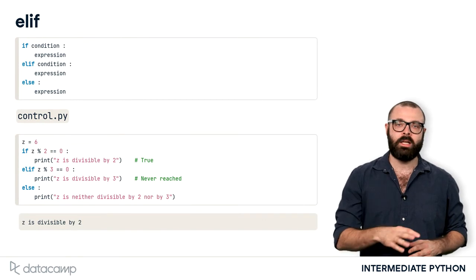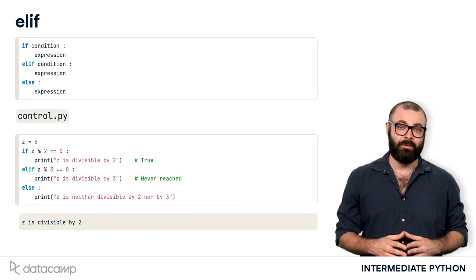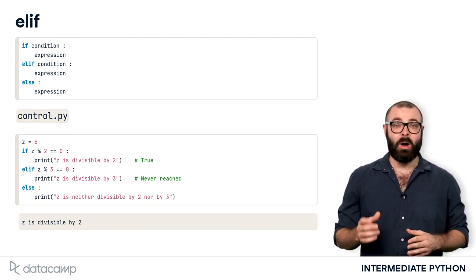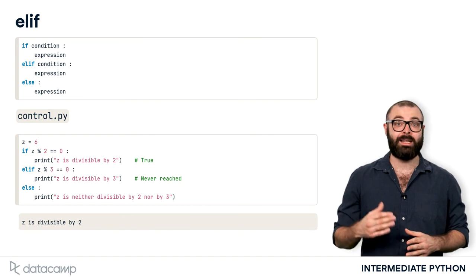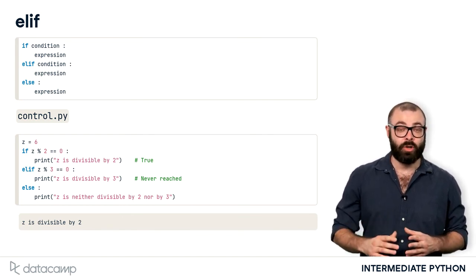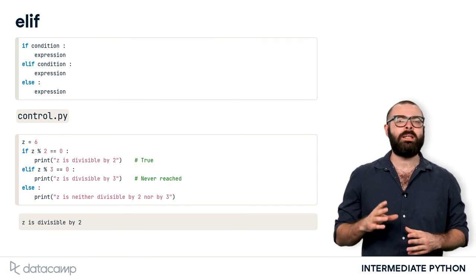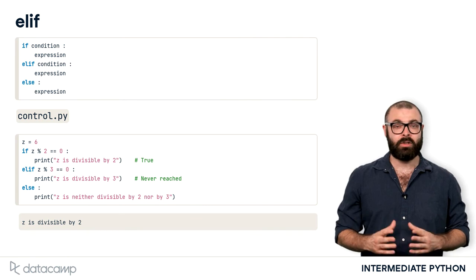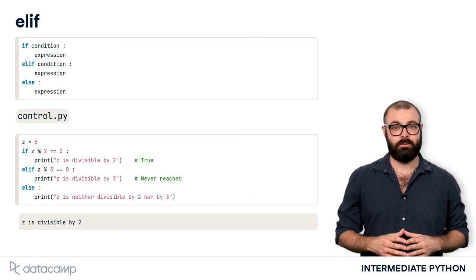Suppose now that z equals 6. Both the if and elif conditions hold in this case. Will 2 printouts occur? Nope. As soon as Python bumps into a condition that's true, it executes the corresponding code and then leaves the control structure after that. This means the second condition, corresponding to the elif, is never reached, so there's no corresponding printout.